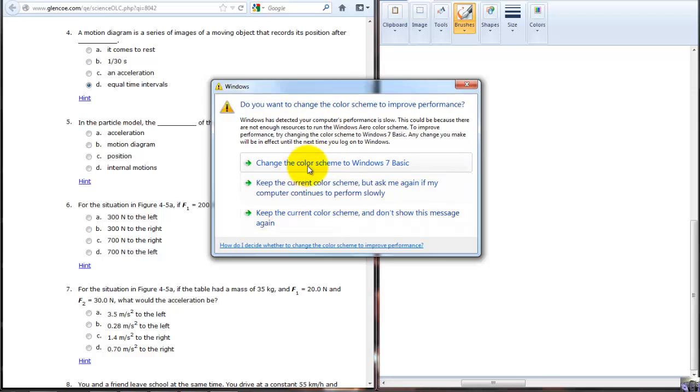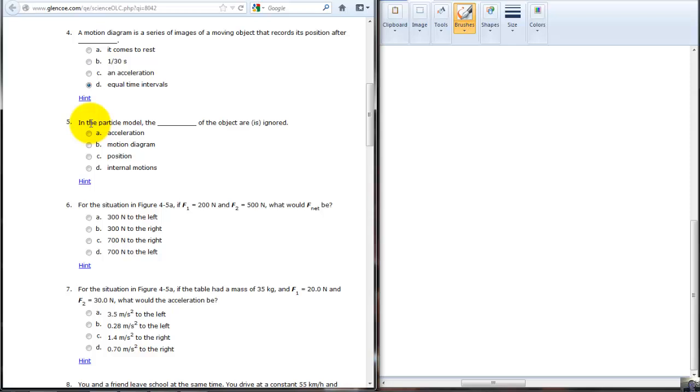All right, here we go. Do I want to change the color? No. Keep it current. Okay. In the particle model, the what of the object is ignored. The particle model is where we treat any extended object as a point particle. So we're ignoring any of the characteristics of the object's shape or internal structure. So we're going to ignore the internal motions. But we certainly care about its overall acceleration, its overall position, and then a motion diagram is not a property of the object, but it's what we use to draw the motion of the object.